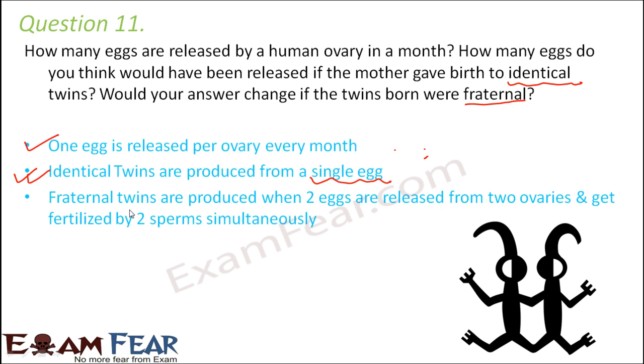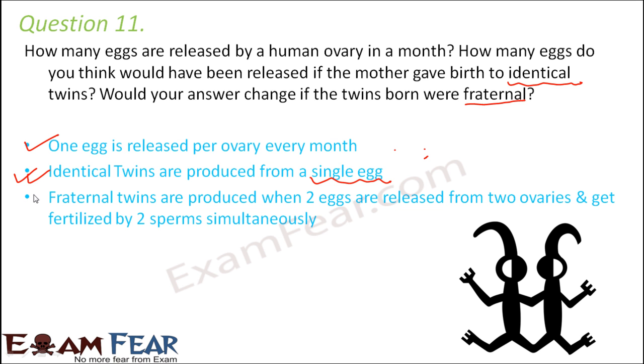But when you talk about fraternal twins, they are produced when two eggs are released from two ovaries. Because in human beings, we have two ovaries, right? And one ovary can release one egg in a month. Now, in most of the cases, only one egg is released in a month, either from the right ovary or the left ovary. But sometimes both the ovaries release one egg, and when both these eggs get fertilized by two different sperms simultaneously around the same time, that is the scenario where fraternal twins are produced.